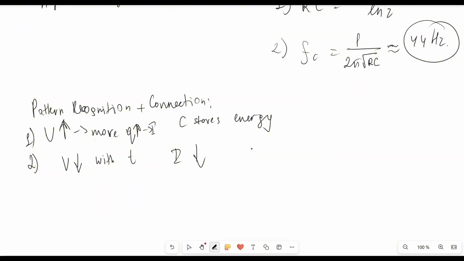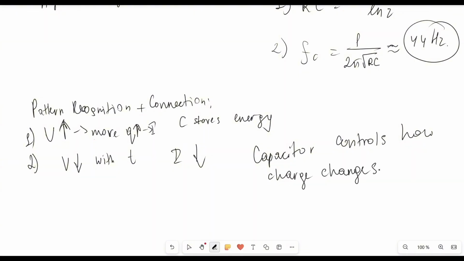We can easily say that the capacitor controls how charge changes. In the simulation we see that the voltage on the capacitor decreases, and charges move slower and smaller over time. So this is called exponential decay. It's the same behavior of the capacitor as in the first problem.